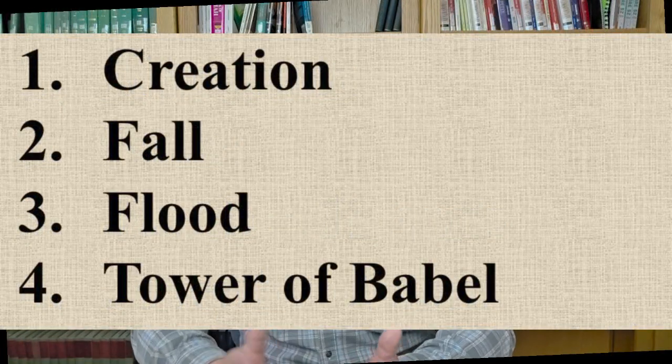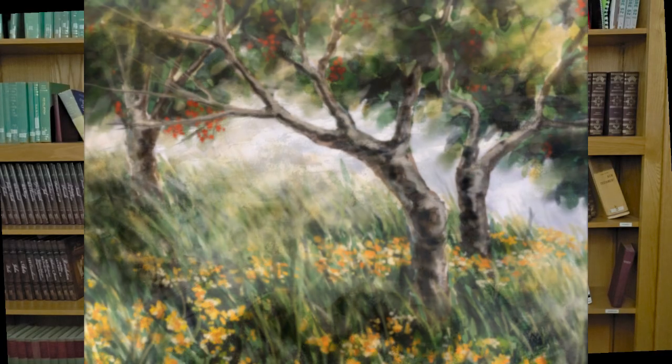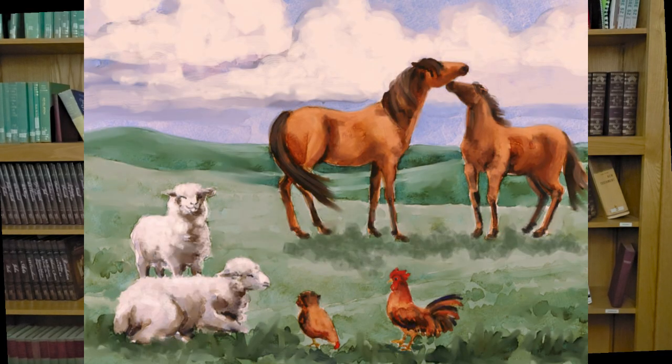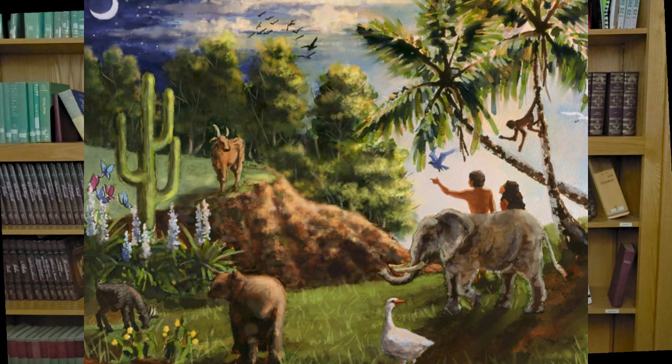Creation, Genesis 1 and 2. The opening chapters of Genesis describe God creating the universe. Genesis 1 presents the big picture, showing the creation of everything: light, sky, land, plants, animals, and humans. Genesis 2 zooms in and focuses on the creation, particularly of the humans.